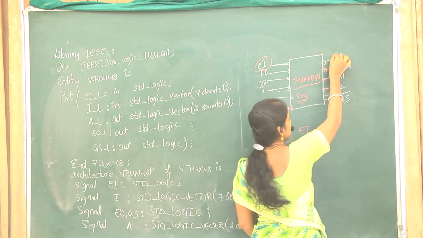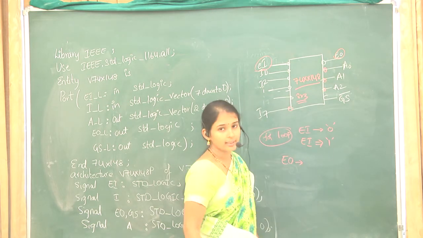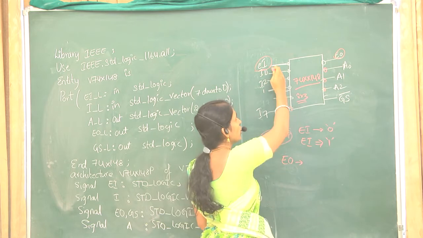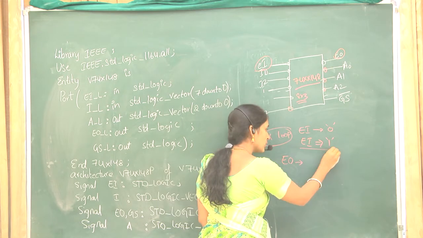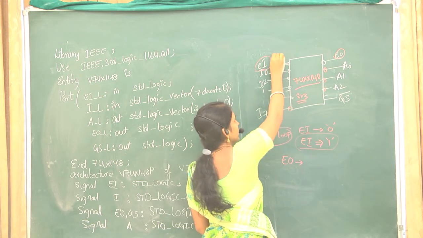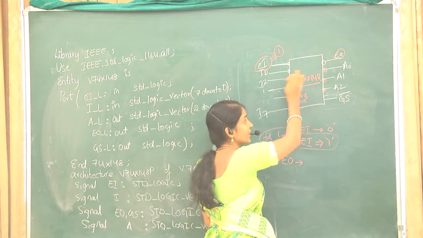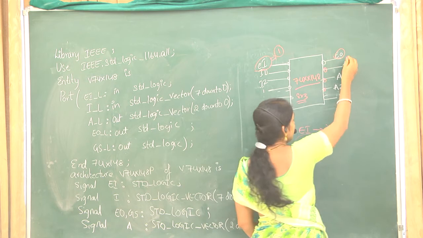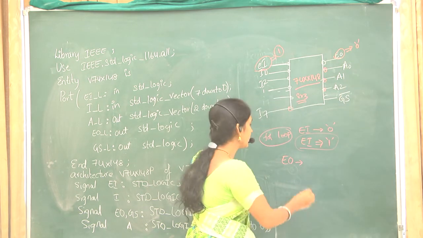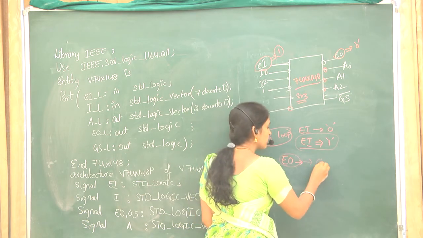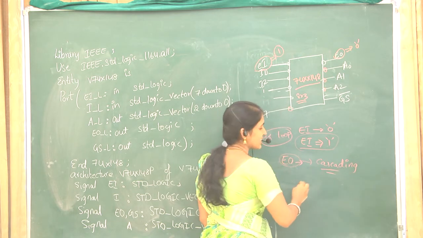At the same time, if you see here, this is your EO. EO indicates your output enable. Suppose there is no input present, or EI is equivalent to 1, it means you are not enabling your inputs, that means you are not accessing this chip. Then obviously EO will be 0. EO is just used for cascading purpose.